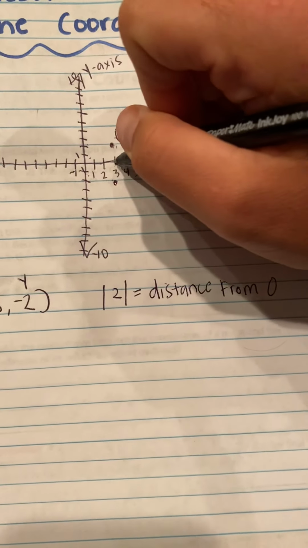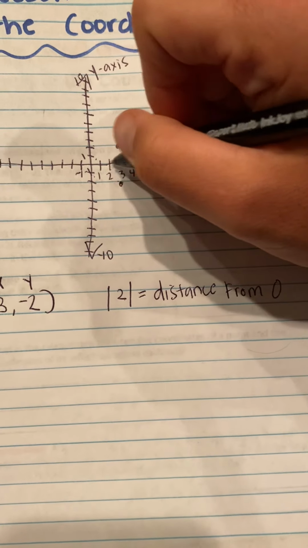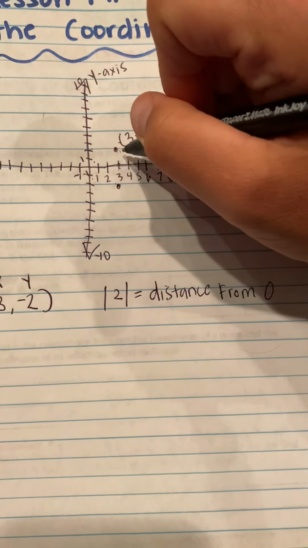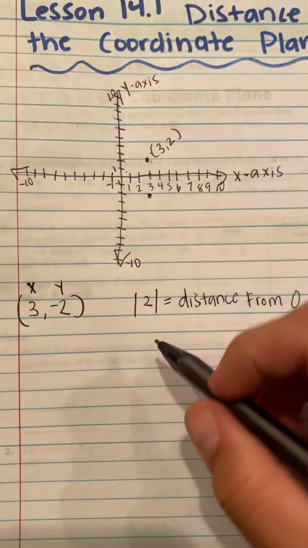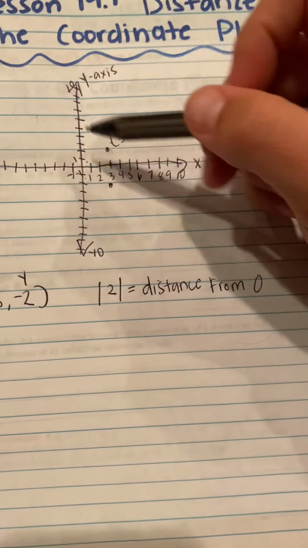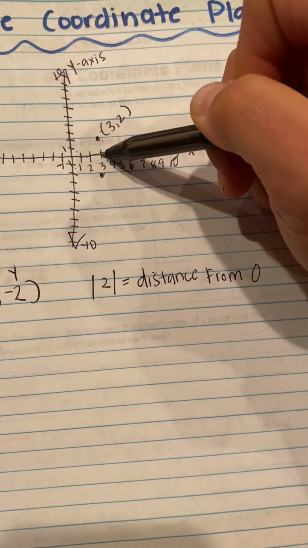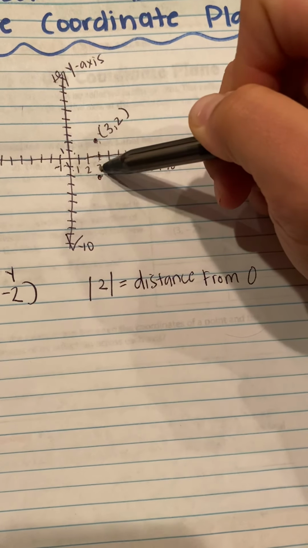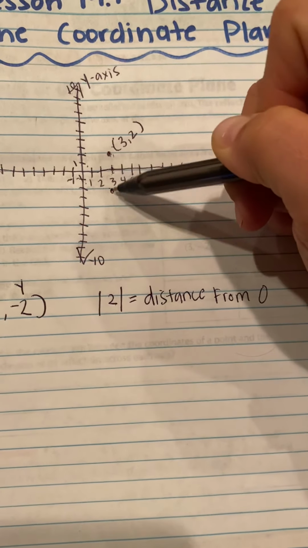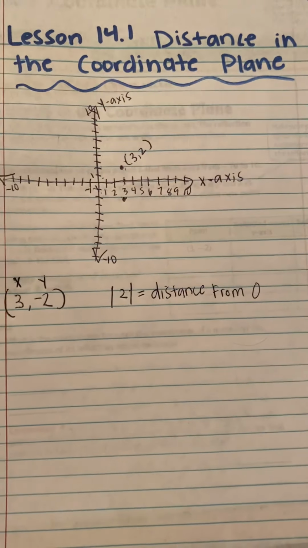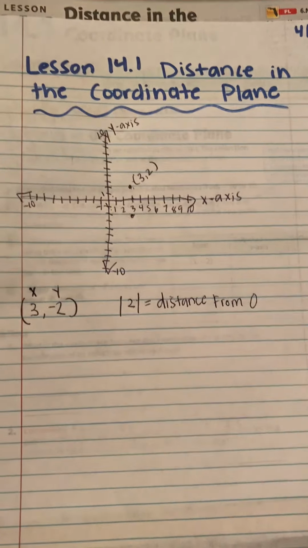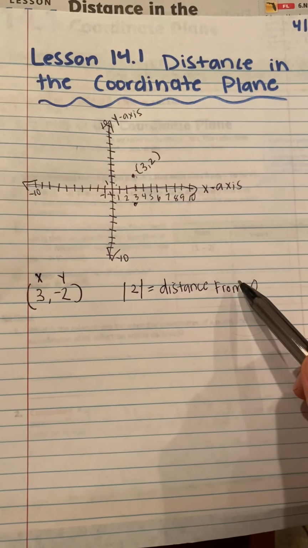So the distance from this point right here, (3, 2), to 0, this line, is 2. So the absolute value from this point to here is 2. And the absolute value from this point to here is 2 because we went (3, -2). We went down 2. Still, it's going to have an absolute value of 2. If you remember, absolute value can never be negative because it's distance. You can't have a negative distance.